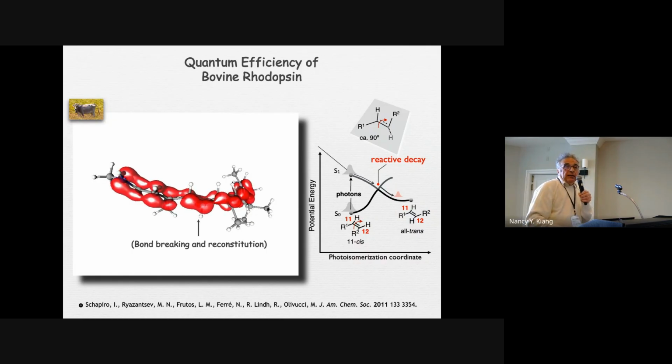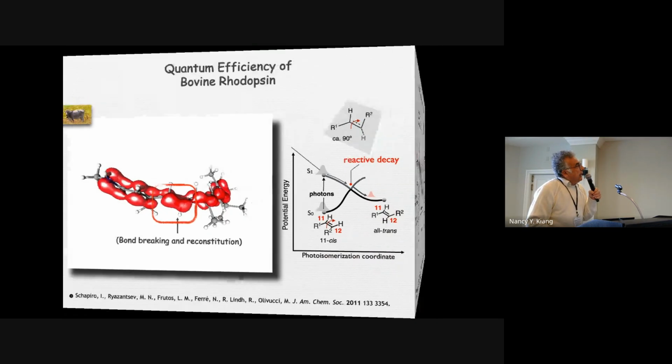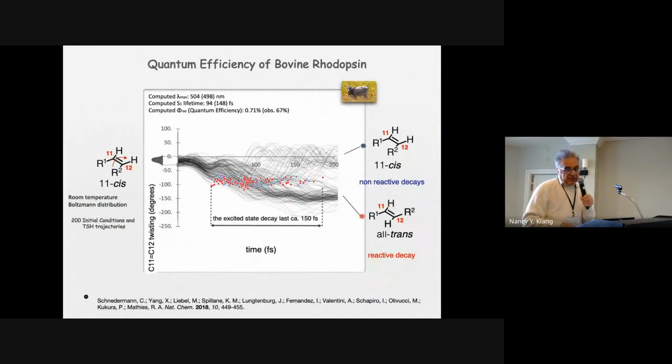So that's the kind of information that you get not only at the level of nuclear motion, but at the level of electronic motion. So that could be very important considering the effect of the electrostatic field on this type of reactions. Okay. Now, this is basically the result of the calculation of the quantum efficiency for bovine rhodopsin, the visual pigment, but it would be the same for bacterial rhodopsin or proton pumping rhodopsin.